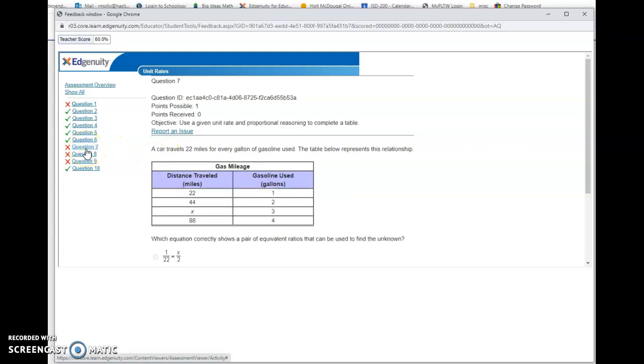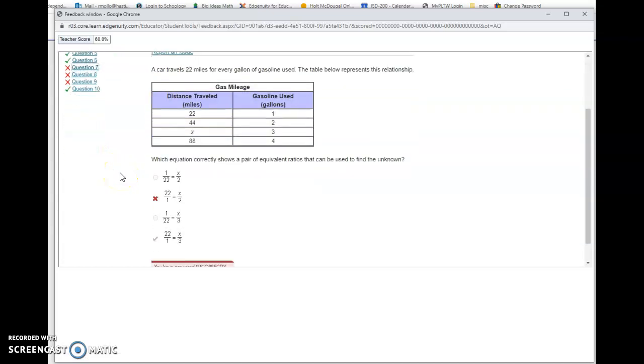All right. A car travels 22 miles for every gallon. The table represents the relationship. Which shows an equivalent relationship for the one shown? Okay. So it looks like we're talking about the 22. So we're looking for 22 and 1 on our fractions here, and x and 3. So I see a couple that have a 2, 2. So those are automatically wrong because we're looking for 22 and 1 and x and 3.